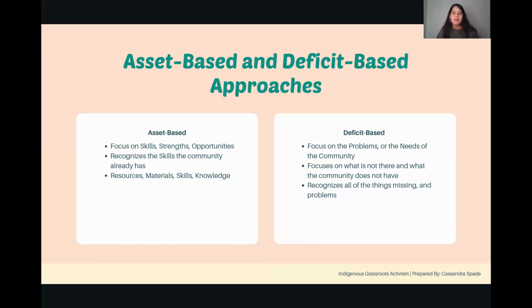At the same time, when we focus so heavily on problems, we can get weighed down by them, and we can feel like problems are really big and we can't do very much to address them. So a deficit-based approach is focusing on the things that we lack. When we use these two different approaches in activism, I like to use an asset-based approach.